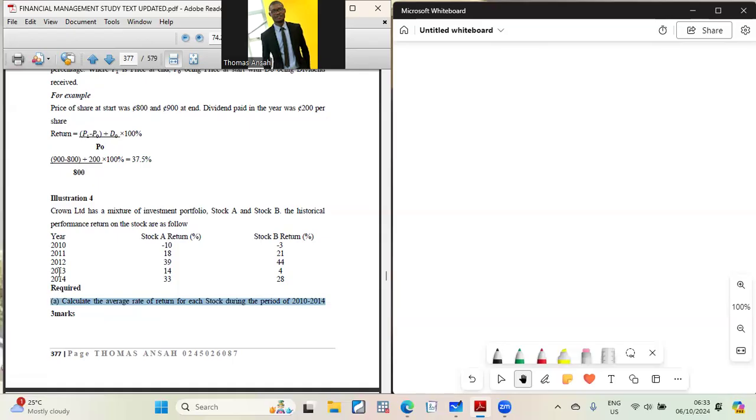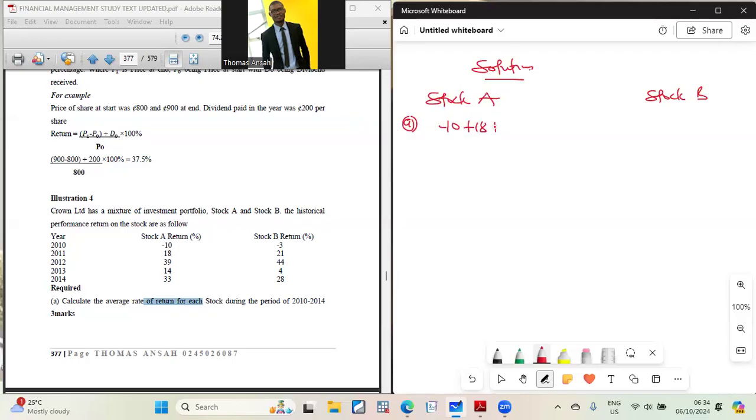So that is average. Average means that you have to divide by the number of the points. So here, the number of points is 1, 2, 3, 4, and 5. And this is the return for each one of them. So let's solve the question. We have stock A and we have stock B. So what is the average return? For A, we need to add all the returns and take the average. So the average return will be minus 10 plus 18 plus 39 plus 14 plus 33, all divided by 5. That is how you find the average.